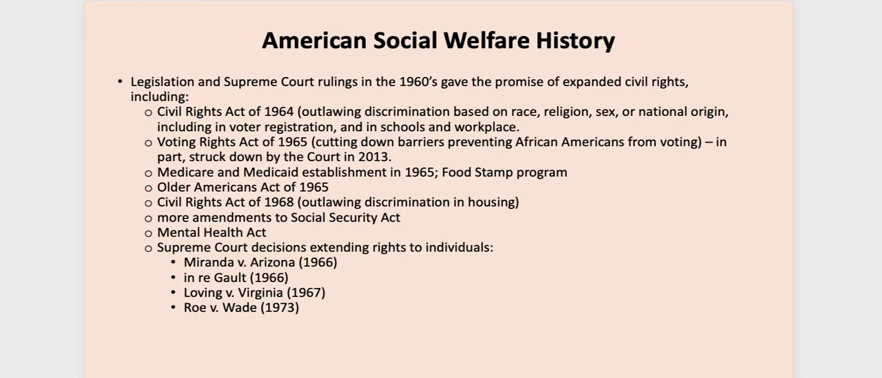The Older Americans Act of 1965, the Civil Rights Act of 1968, which extended prohibitions against discrimination to housing, which Martin Luther King's group demonstrated in Chicago, among other places, the existence of. More amendments to the Social Security Act, the separation of services and payments is one of them. Cost of living increases, COLAs, were attached to Social Security so that elderly people were not left behind by cost of living increases, and so on.